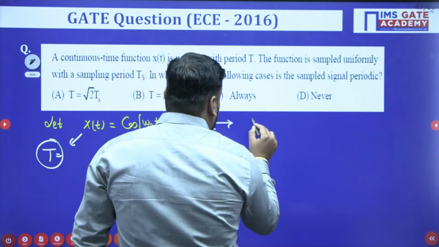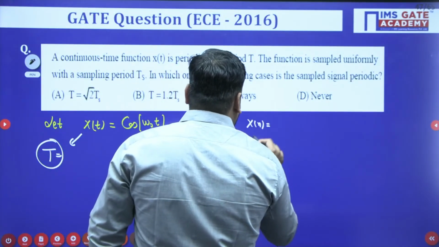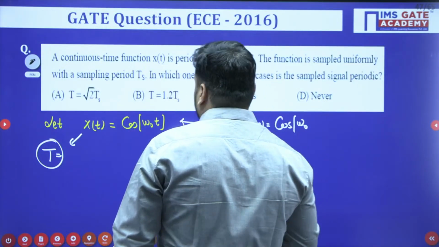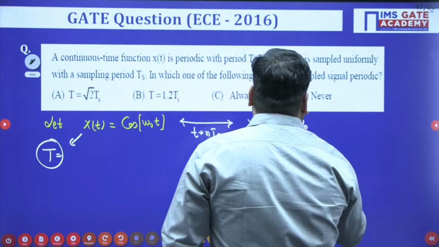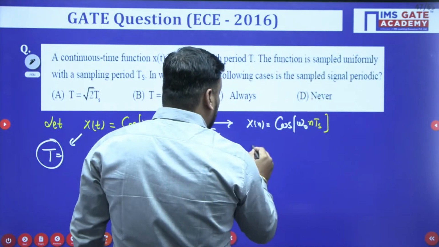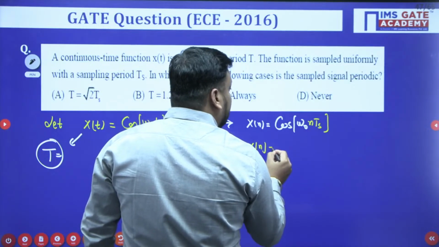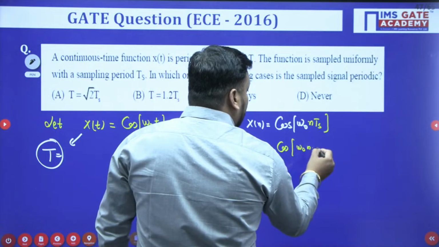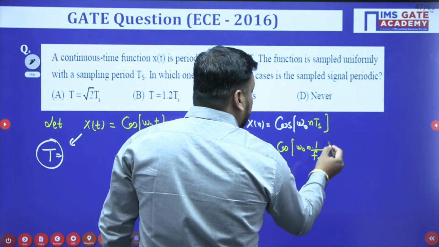So my discrete time signal x[n] will become cos of ω0 times t, and t is nothing but nTs. So x[n] will be cos(ω0 Ts n), and Ts is nothing but 1 upon Fs. Is that right?